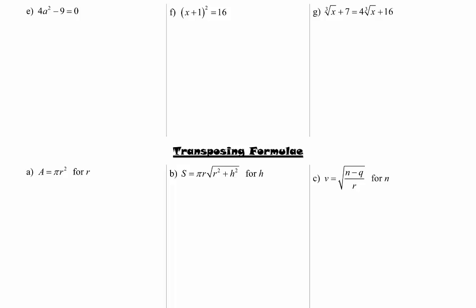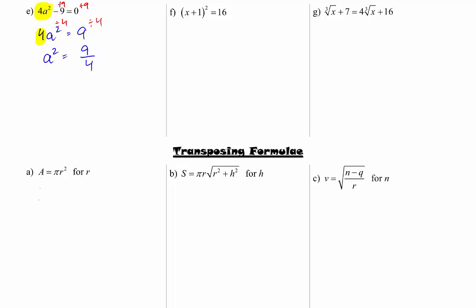Next, I can't touch this 4a squared until I get rid of that minus 9. So I'm going to add 9 to both sides, so I have 4a squared equals 9. Now I need to get rid of the 4, so I'm going to divide both sides by 4. So I have a squared equals 9 over 4.